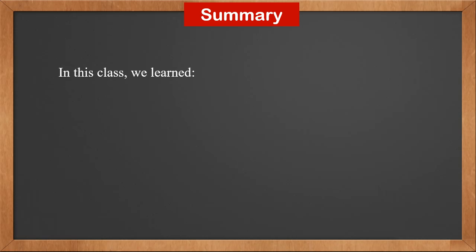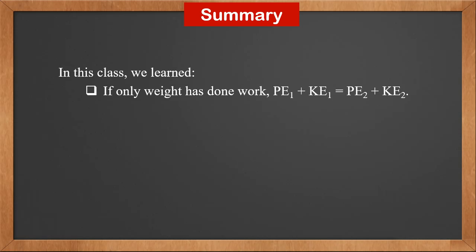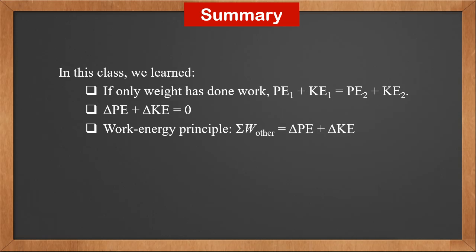In this class, we learned: if only weight has done work, PE1 plus KE1 equals PE2 plus KE2. It can also be written as, delta PE plus delta KE is 0. The work energy principle can also be expressed as: work done by all forces other than weight is the total change in potential energy and kinetic energy.